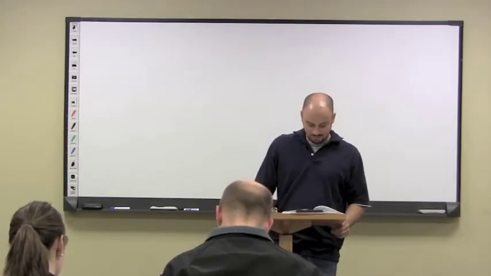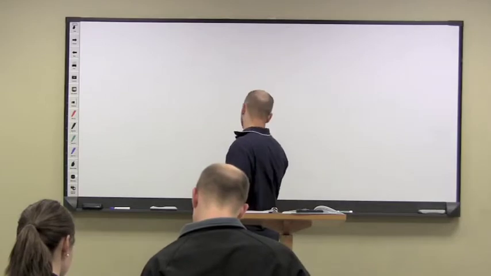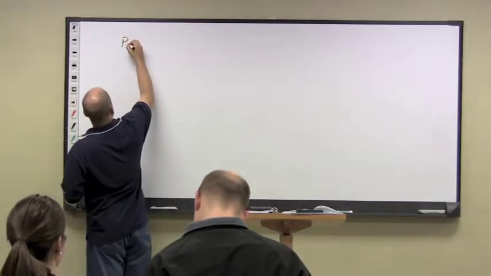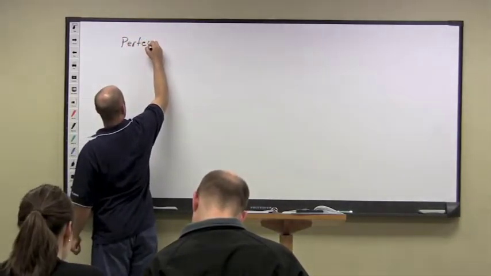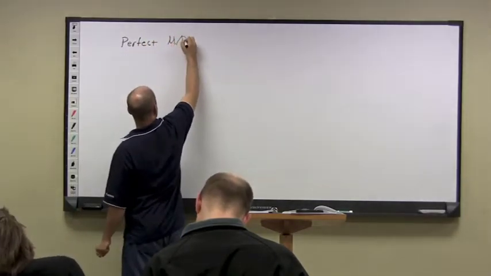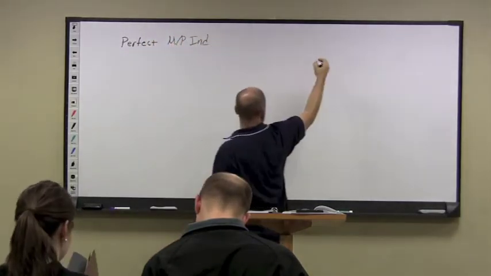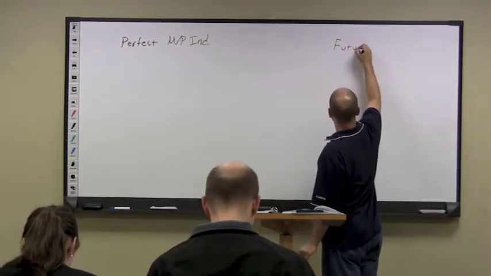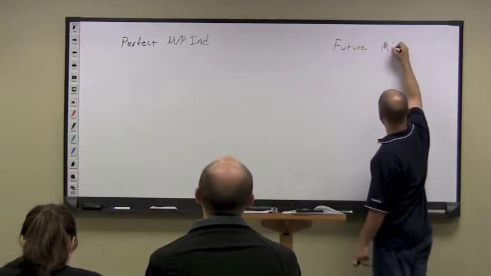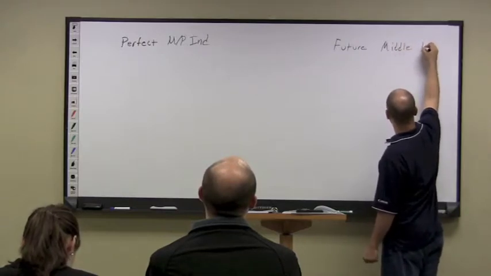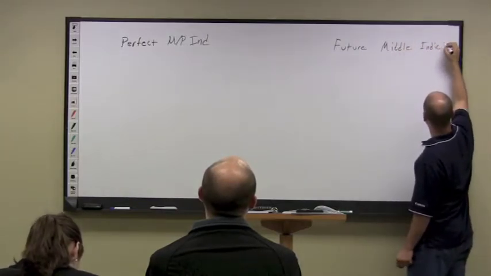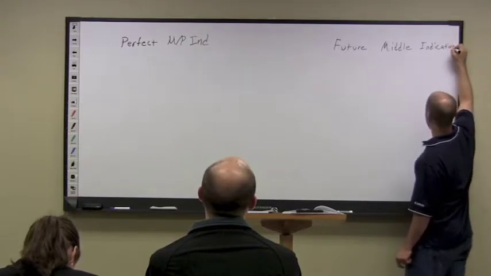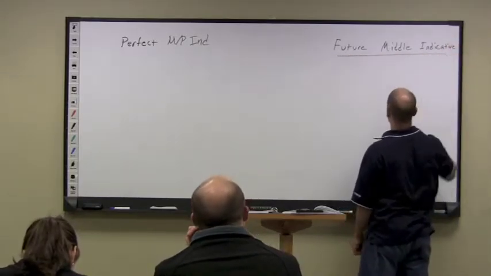All right, to answer your first question then, what I'm going to cram into your brains today is the perfect middle passive and the future middle indicative. And this right here, before we even launch into forms, is important to notice. What is different between the two of these, other than the fact that I wrote one out more than the other?